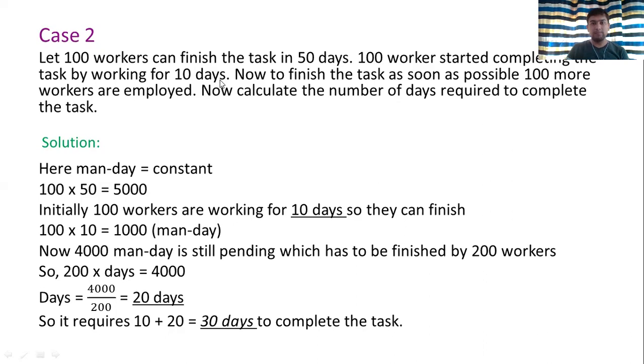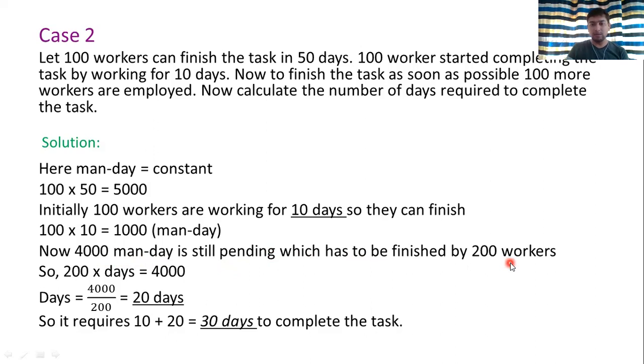Calculate the man-day first. Initially how many workers were there? 100. How many days were required to finish the task? 50. So the man-day is 5000. Now initially 100 workers worked only for 10 days. So the man-day for 100 workers and 10 days will be 100 into 10, which is 1000. If 100 workers work for 50 days, the man-day is 5000, but they worked only 10 days, so 1000. That means the remaining is 5000 minus 1000, which is 4000.